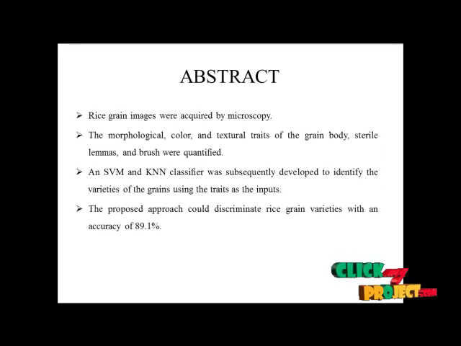The project abstract is: rice grain images were acquired by microscopy. The morphological, color and textural traits of the grain body, sterile lemma and brush were quantified. And SVM and KNN classifiers were subsequently developed to identify the varieties of the grains using the traits as the inputs. The proposed approach could discriminate rice grain varieties with an accuracy of 89.1%.